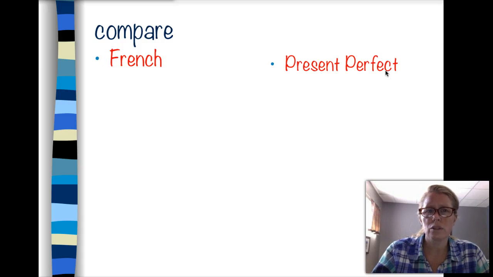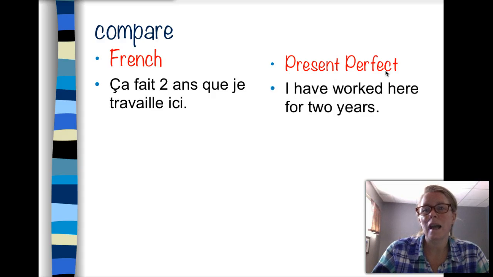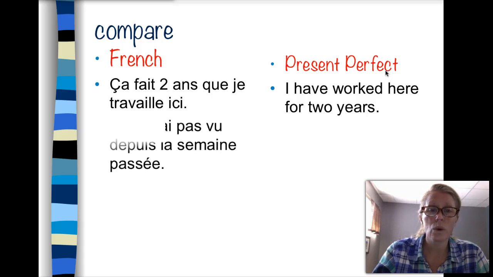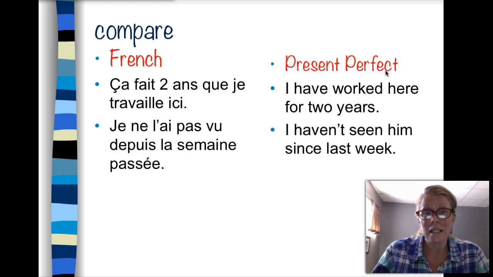We can also compare French. These are the errors that people struggle with when translating, for example, from French into English. If I say this sentence, which I'm not going to say because people laugh at my accent, the correct structure is I have worked here for 2 years, or I have been working here for 2 years. We'll tackle that in a second. Or, I haven't seen him since last week.